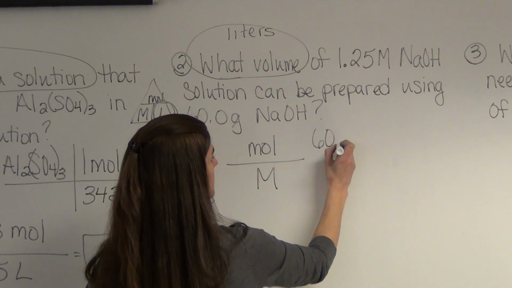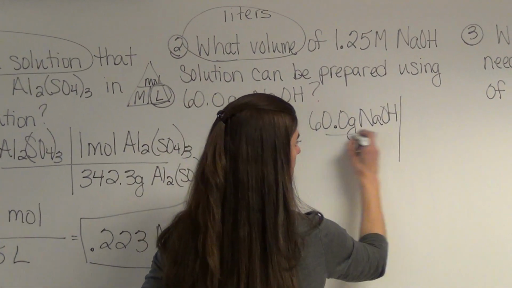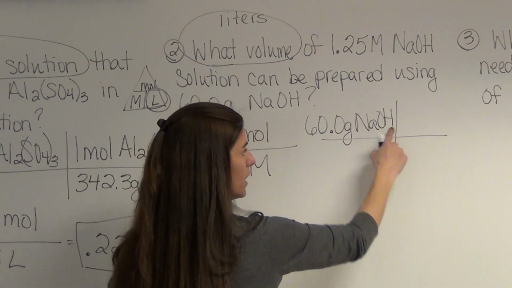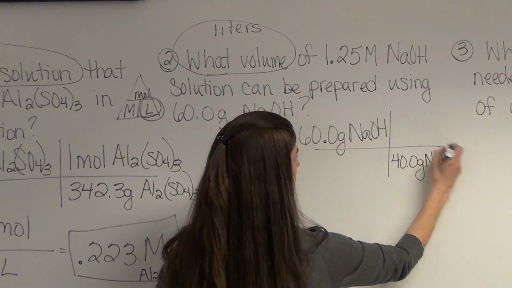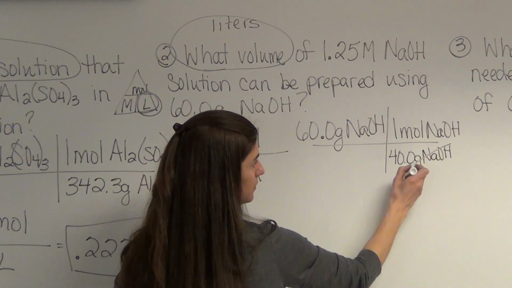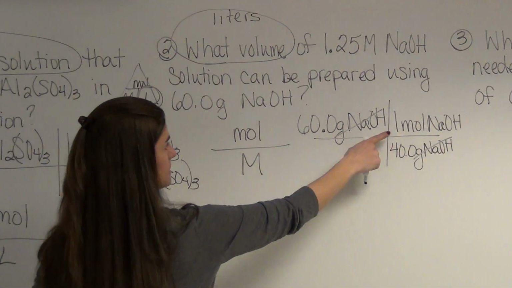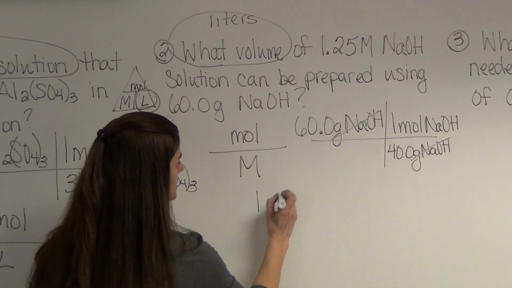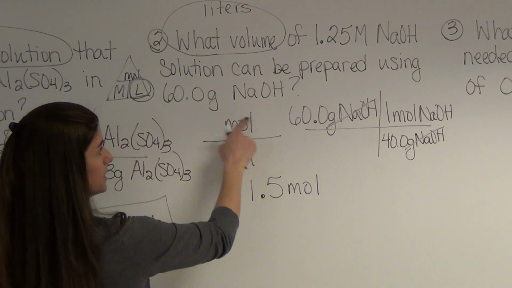So we have 60.0 grams NaOH. Use the periodic table again. Add this up, 23 plus the 16 plus the 1 gives us 40.0 grams NaOH is 1 mole of NaOH. Remember, we're going to cancel out our units. That's how we get moles by itself. 60 times 1 divided by 40 is going to give us 1.5 moles.